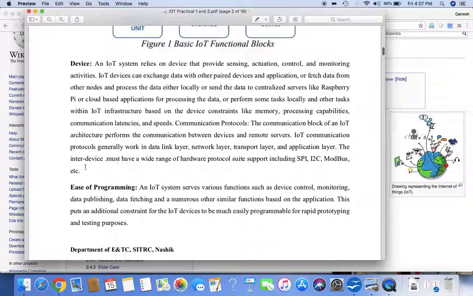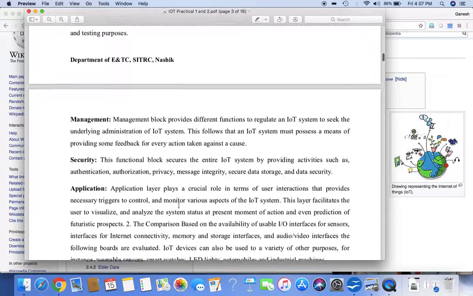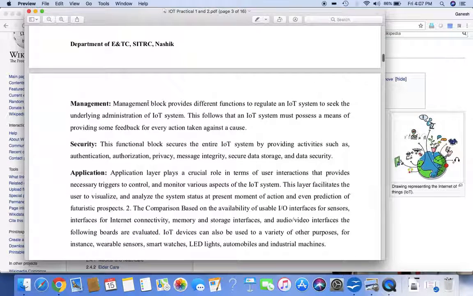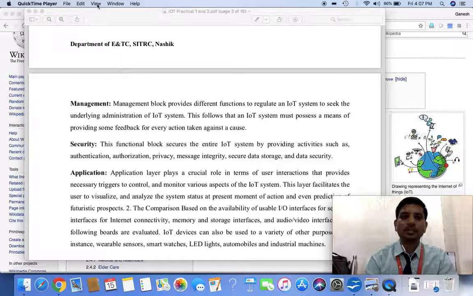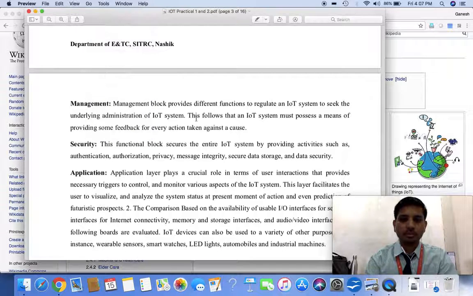IoT communication protocols generally work in the data link layer, network layer, transport layer and the application layer. The inter-device must have a wide range of hardware protocol support including SPI, I2C, Modbus, etc. So next one is management. The management block provides different functions to regulate an IoT system, to seek the underlying administration of the IoT system. An IoT system must possess a means of providing some feedback for every action taken against a cause.